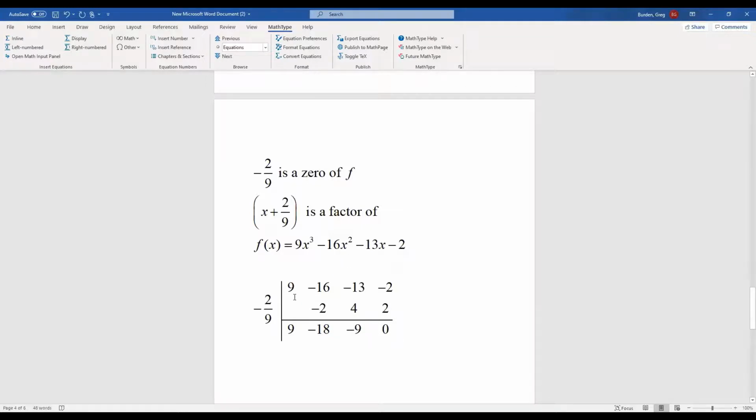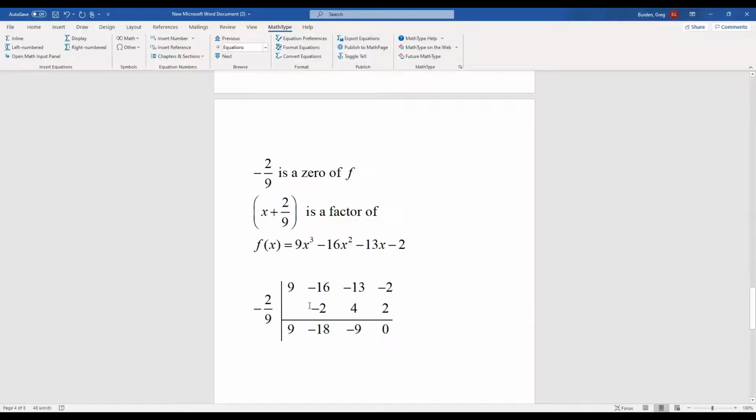So the idea is, instead of writing out the entire thing, we just write down the coefficients: 9, negative 16, negative 13, negative 2. It has to be in order. Out here in front, I wrote down negative 2 ninths. So if we have x minus something, we can divide using synthetic division. It's x minus negative 2 ninths. That's why I wrote negative 2 ninths out here.